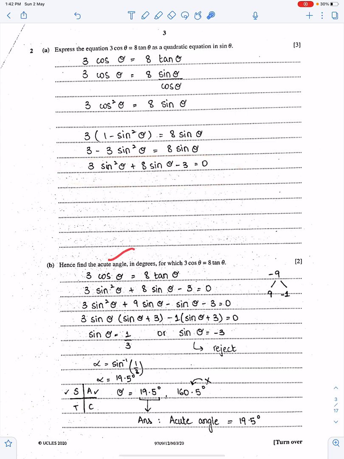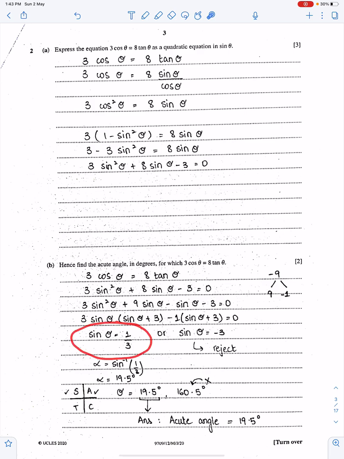Hence, find the acute angle in degrees for which 3 cos theta is 8 tan theta. You just need to factorize this. When you factorize this equation, you will get this equation. And there are two values of sine theta. You know, sine theta always lies between minus 1 and 1. So this value will be rejected.